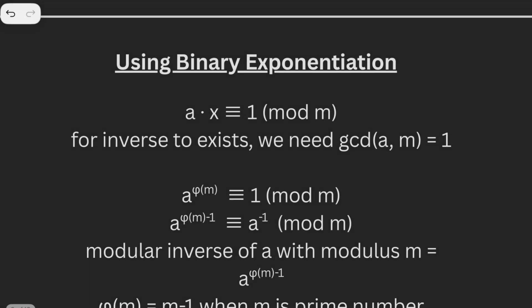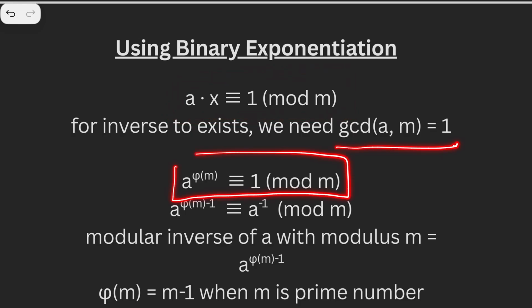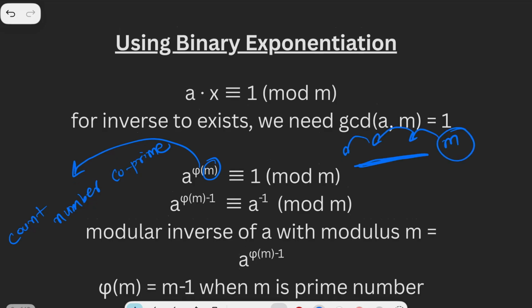The second approach that we have is using binary exponentiation. See, this is the problem that we need to solve. When the GCD of a and m is 1, you can write this particular equation. This phi of m is called the Euler totient function, which tells you the count of numbers that are co-prime or relatively prime with m. I hope this makes sense.